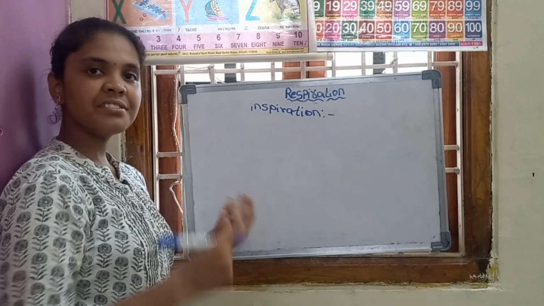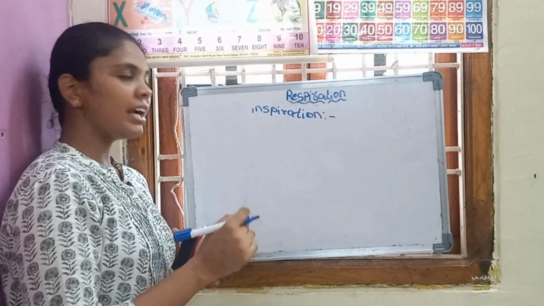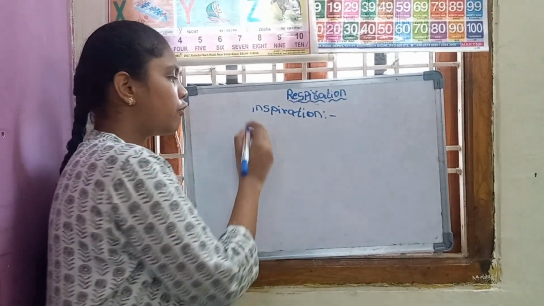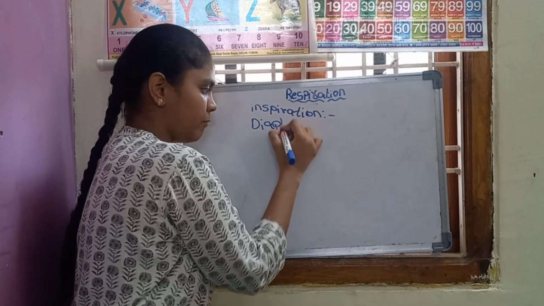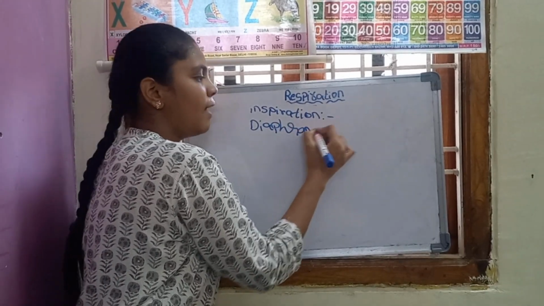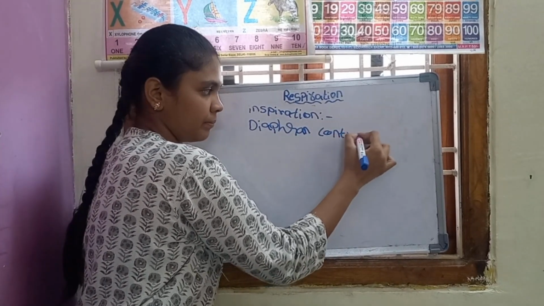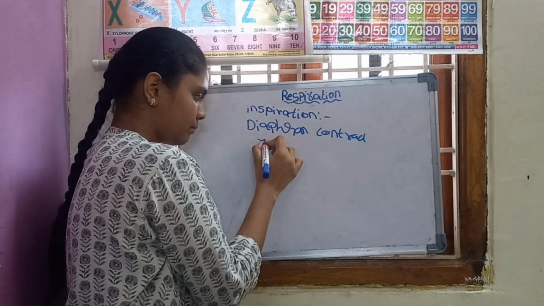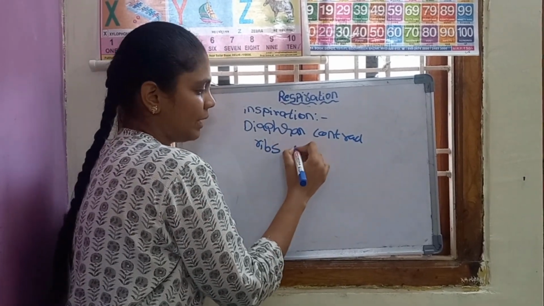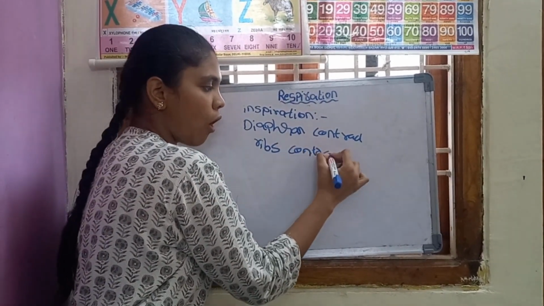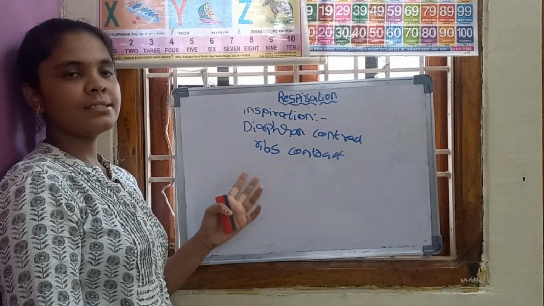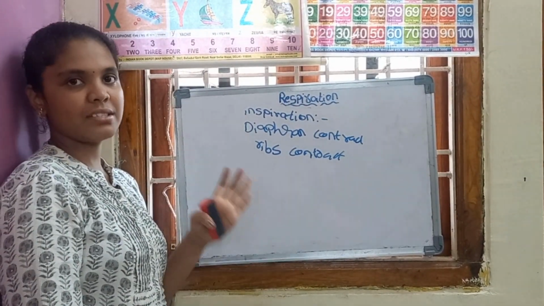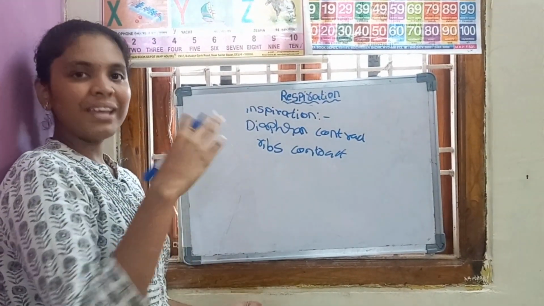Inspiration. Inspiration is taking in air. When we are taking in O2, first of all, the diaphragm, which is a dome-shaped muscle, will contract, and the ribs will also contract. And what happens when this contraction takes place is that the volume increases.